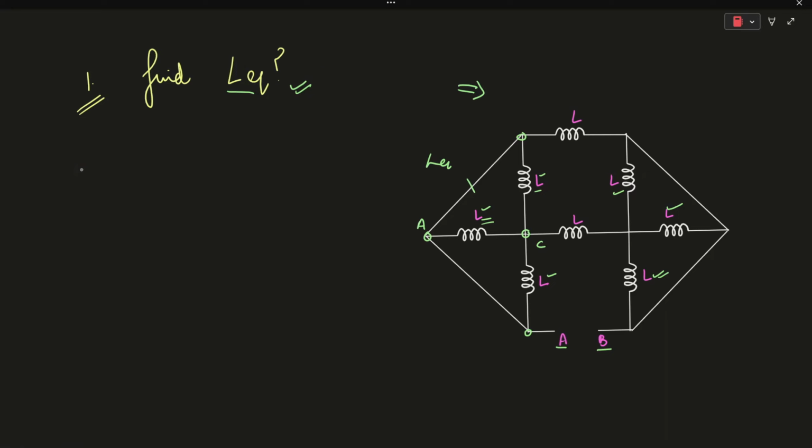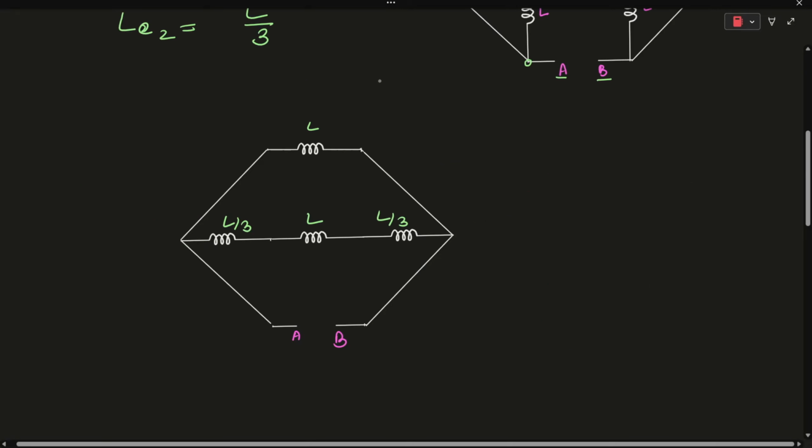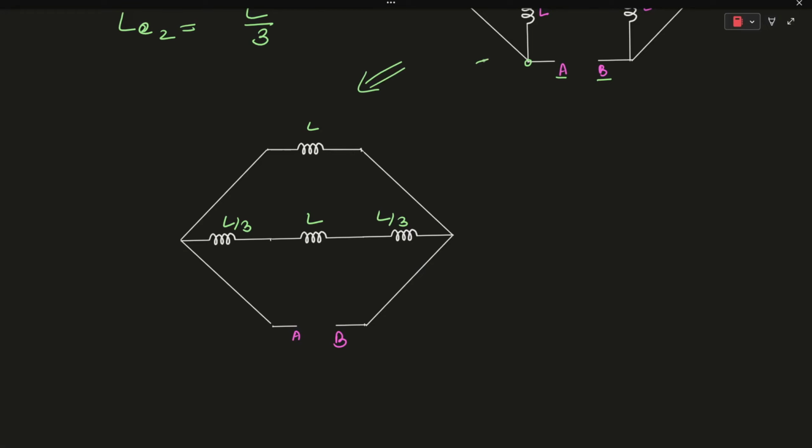So LE1 will be equal to the parallel combination of these three inductors, which will be equal to L by 3. Also, let's say this node is D. It means that the equivalent inductance of these three inductors, LE2, will also be equal to L by 3. Now, this will be the simplified version of the above network.